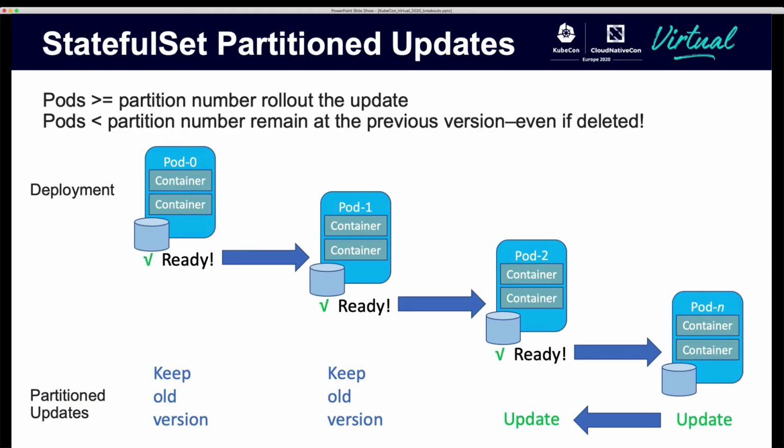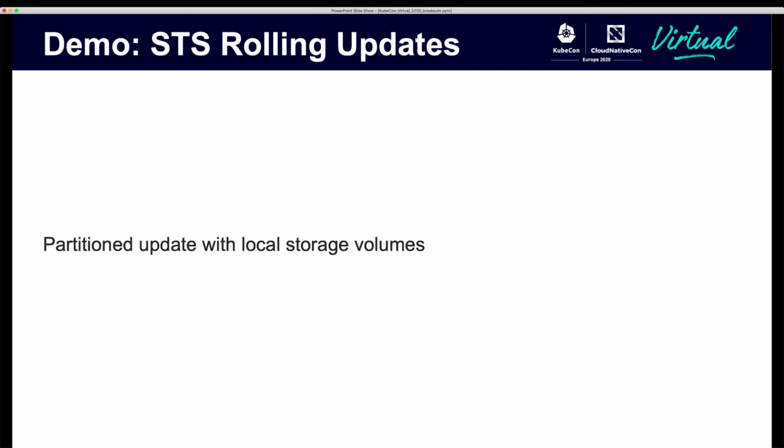We can even do partitioned updates because we have ordinals we can rely on. So initial deployment, again, is 0 to n. What we'll do here is set a partition and see that everything equal to or above that partition number will roll out with the new version, but the old pods will keep the old version. Now, even if someone comes along and deletes a given pod, it will stay the old version, even if it is deleted. So let's take a look at that.